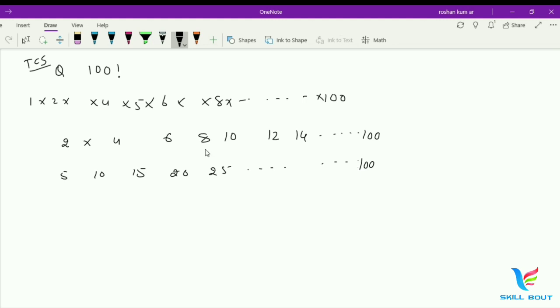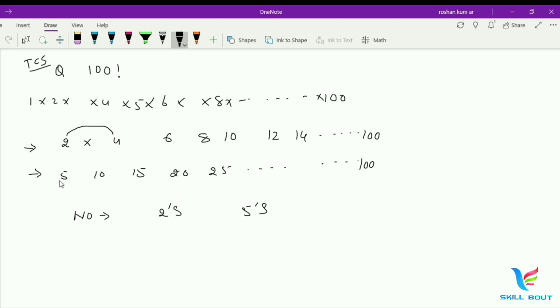Now let me ask you one question. Which will have more numbers present in 100? Number of 2's or number of 5's? 120% the number of 2's will be more. Why, sir? Because the frequency of 2 is higher. Since the frequency of 2 will be more, we will by default assume that whatever number of 5's there are, definitely 2's will be more than that.